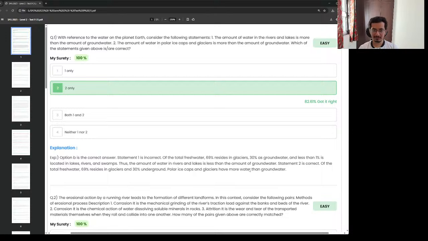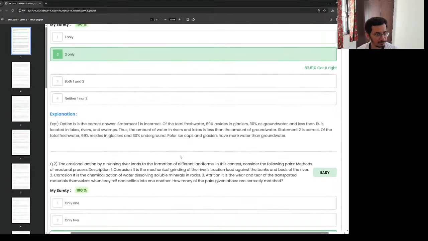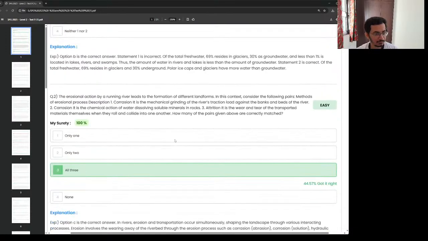This was also a previous year question. Then the third one that we know is, what is the third one? I think it exists as rivers. Yeah, 69% in glaciers, 30% as groundwater, less than 1% in lakes, rivers, swamps. Yeah, that is the right order. I got the question correct, so I'm going to go ahead with the next one.